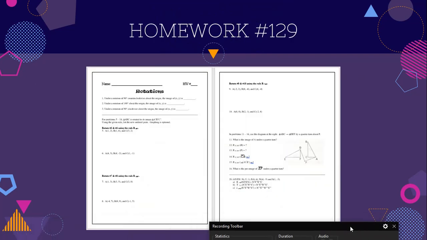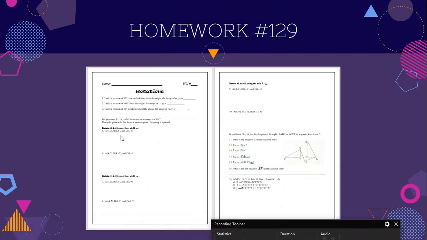Tonight's homework is 129. Please note that 5 through 10 and number 29 require full mappings. Please write the original points with the rule and the arrows and then its new location.